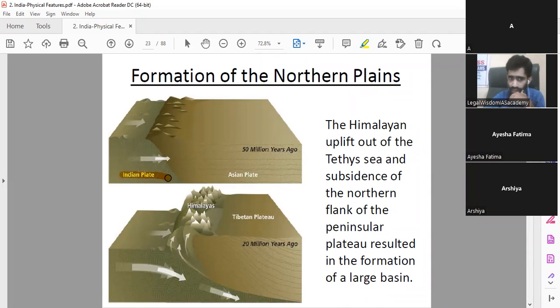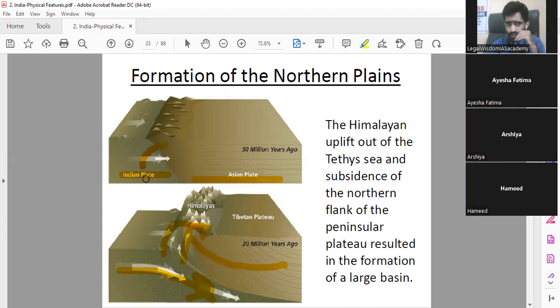The Indian plate was like this and the Asian plate was like this. The Indian plate subsided down and the Asian plate got up. And what was formed in it? The Tethys Sea. In between, it was the Tethys Sea.